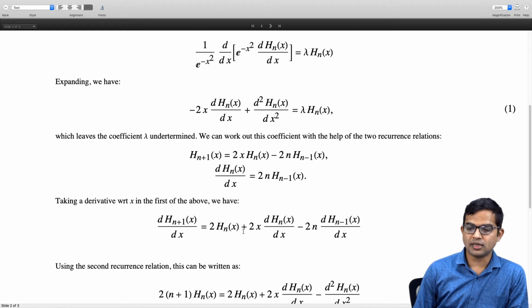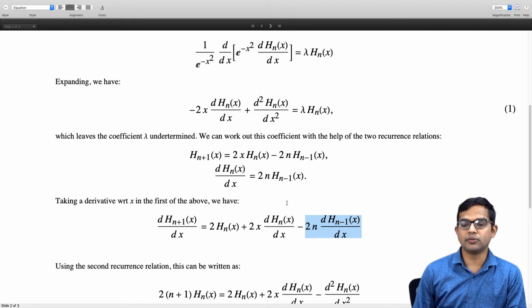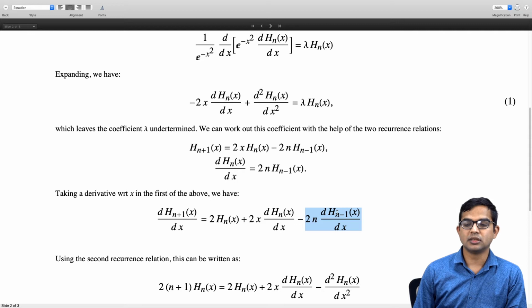And again on the right hand side, we see that this term and this term both involve hn of x, so we leave these two terms as they are. But this term has an hn minus 1 of x, which we don't want. We want to write the whole equation in terms of just hn, and in order to do that, once again we invoke this result but in the other direction. So we see from here 2 times n times hn minus 1 of x is actually nothing but d by dx of hn of x.